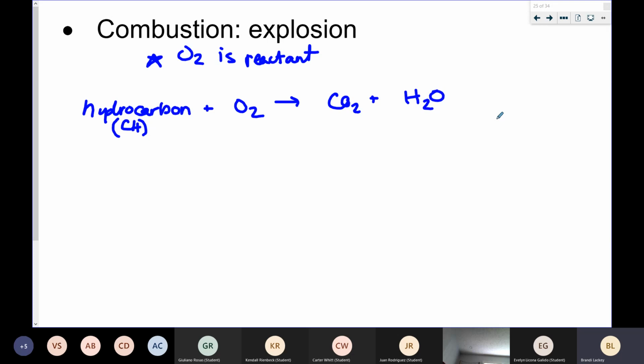All right, and that is where we're stopping today. So we made it through bonding and reactions. Tomorrow we're going to walk through mole stoichiometry, acid bases.